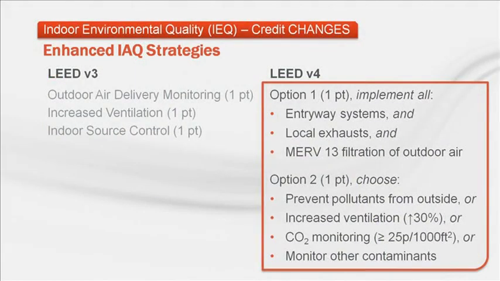In addition, using option 2, you can earn 1 more point by implementing any one of several IEQ strategies listed. For example, one of the choices is the same as the old increased ventilation credit. That is, if you design the system so that the breathing zone ventilation rates are 30% higher than standard 62.1, you can earn this 1 additional point.